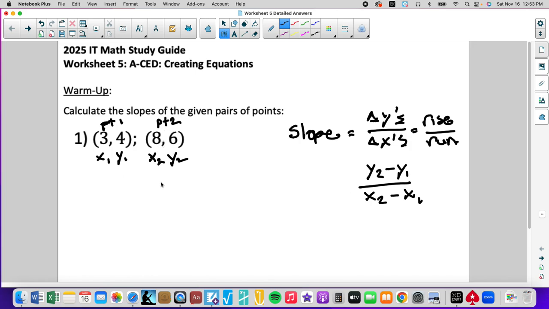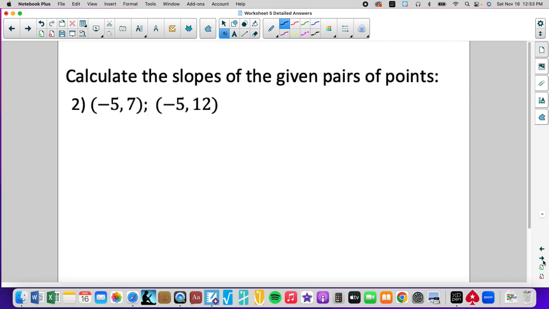So if we substitute these values into this, y sub 2 minus y sub 1 over x sub 2 minus x sub 1, that gives us 2 over 5, or 2/5. So the slope of the line containing those 2 points is 2/5.